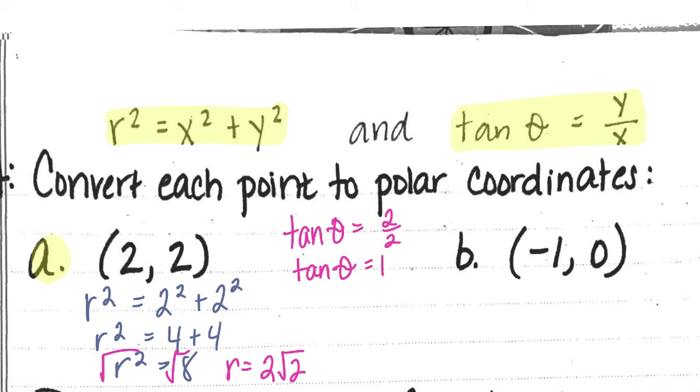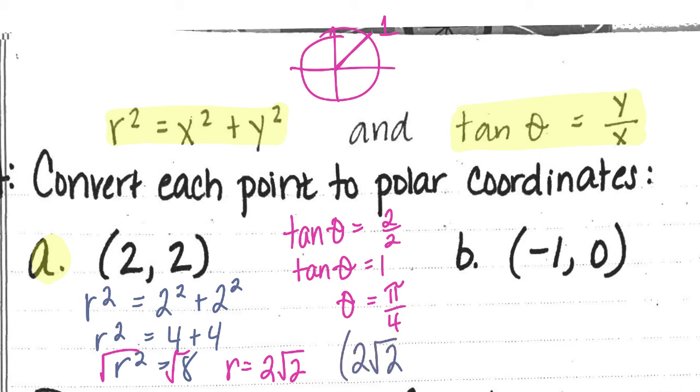So again, we have to think of that unit circle. And I know that this is going to give me a 1. And that's it. So what is that angle? Yes, it is a 45-degree angle, also known as theta being pi over 4. So the answer to this one right here is 2 root 2 and pi over 4. That is the polar coordinate for this rectangular coordinate.